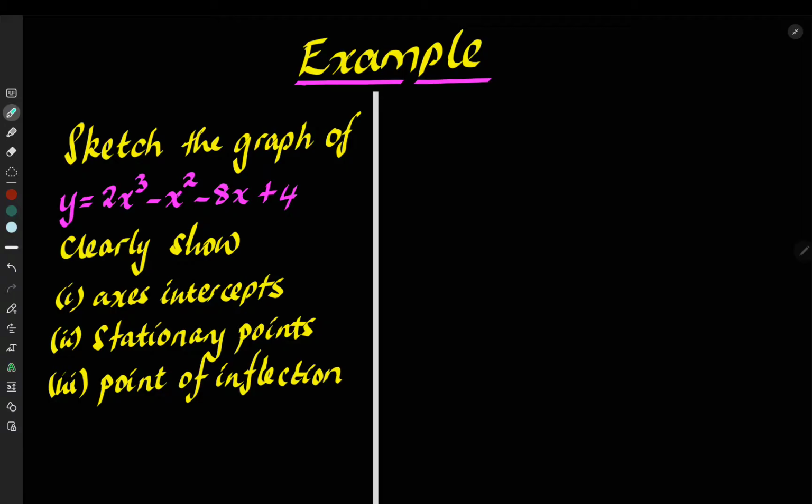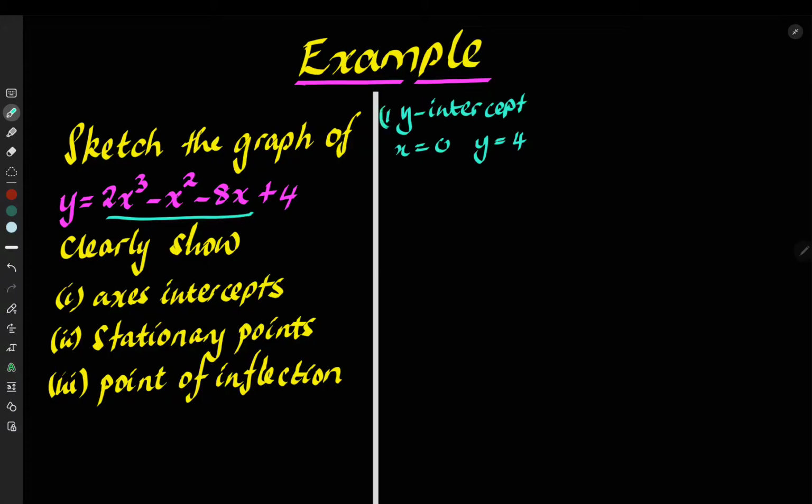Right. So before you sketch the cubic function, there are 4 things that are needed. Number 1, you need your y-intercept. Remember, to determine the y-intercept, you let x equal 0. So if x is 0 in this function, the value of y will be positive 4. So your y-intercept will be positive 4.